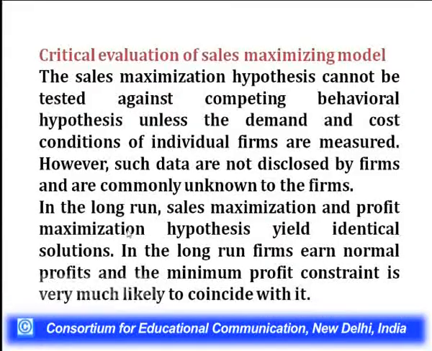In the long run, sales maximization and profit maximization hypotheses yield identical solutions. In the long run, firms earn normal profits, and the minimum profit constraint is very much likely to coincide with it. So sometimes the result is the same. The profit maximizing firm no doubt wants to maximize the profits, but in the long run there are only normal profits for a firm, and there is a possibility that normal profit is equal to the minimum profit constraint. In that case, there will be no difference between the price and output determination by a sales maximizing firm as well as a profit maximizing firm.